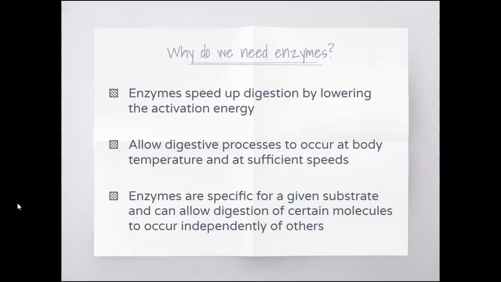Enzymes work at specific temperatures and specific pHs, right? So the enzymes in our body, if they're in the stomach, work at a lower pH because they need to, because stomachs are acidic. They allow these digestive processes to occur at body temperature, but also at different pHs throughout the body, depending on where they're found.